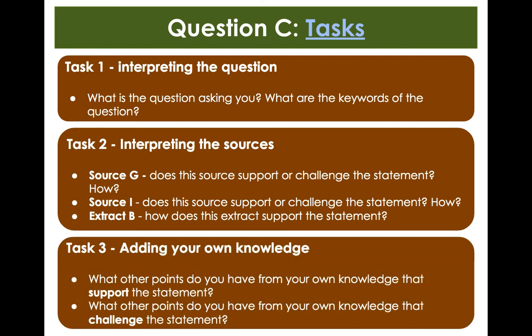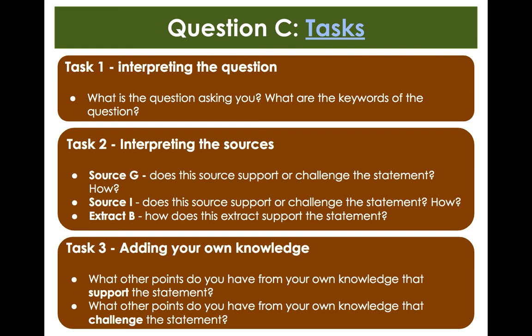We've now used the sources. We want you now to use your own knowledge. What other points could we add into this that aren't in these sources? What other contextual knowledge, other events are we aware of that you can draw on here? So you're going to bring those in now, and you're going to look at areas of your own knowledge. What other things are there that would support the statement in the question, and what other things are there that would challenge the statement? So you're going to have a go at doing those three tasks.